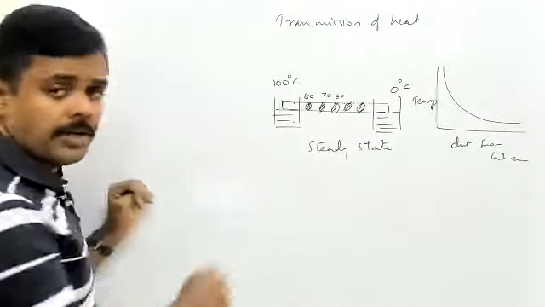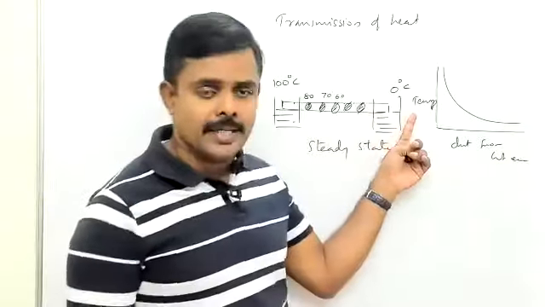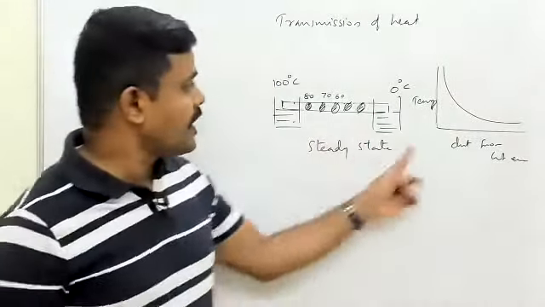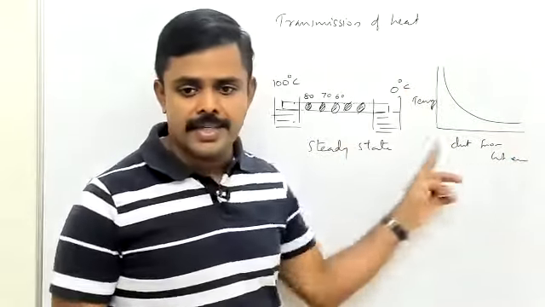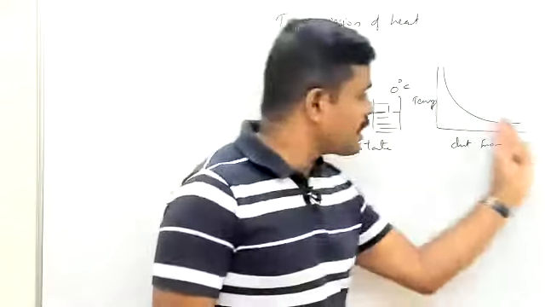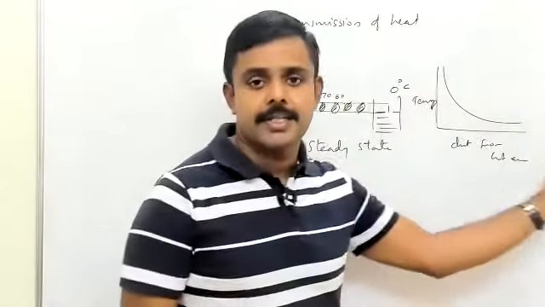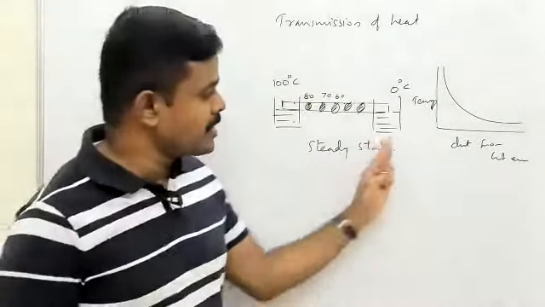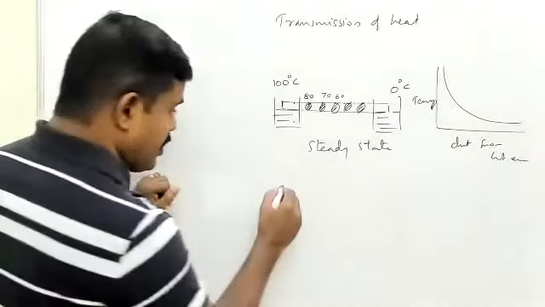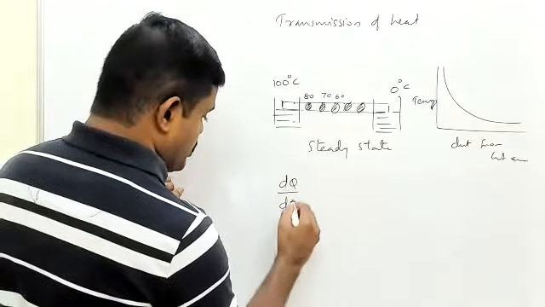Now at this point of time, if you draw temperature again against distance from the hot end, with temperature on the y-axis and distance on the x-axis, the graph is a rectangular hyperbola. As distance increases, temperature decreases. And I have an equation here. This is the most important equation around.